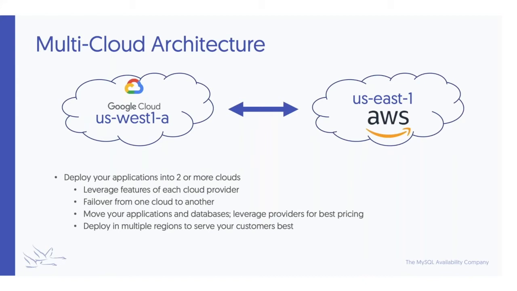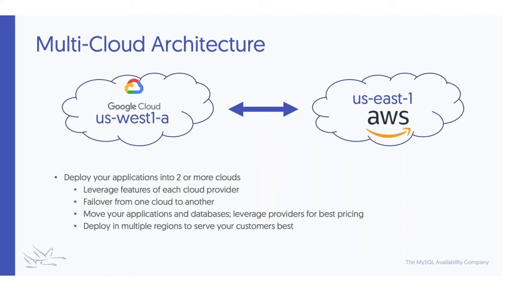So if we deploy our applications in two or more clouds, now we get the features of each cloud provider, right? We can fail over from one cloud provider to another. So if AWS has a regional failure, no problem. We fail over to Google Cloud and we are now unaffected by the AWS outage and vice versa. It's a great way to move your applications, so we can extend our deployment from AWS into Google Cloud with the idea that eventually we're going to migrate to Google Cloud or vice versa.